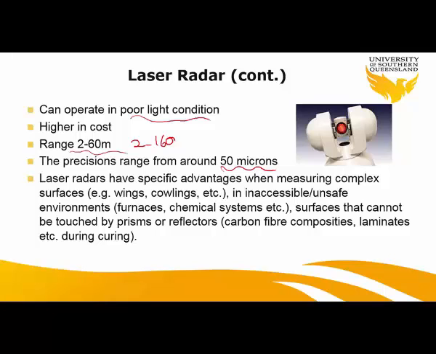So the advantage of using laser radar is, especially for complex surfaces, that you really can't put a target on, or it is very good for inaccessible or unsafe environments. Say the surface is too hot, or there's a chemical system where you don't really want to send someone to put the target, or you even cannot use the probe. So if you want a non-contact, precise instrument, laser radar is highly recommended.